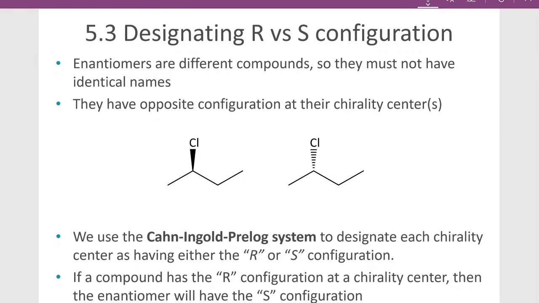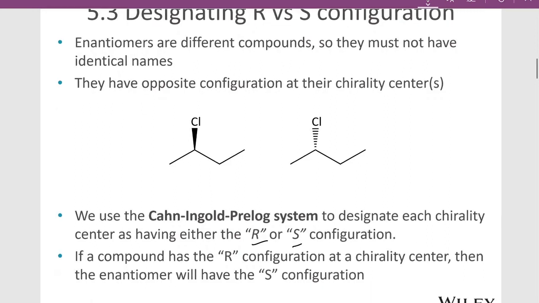Now, because we have enantiomers, we need to give them a unique name. We can't name them the same thing. This is 2-chlorobutane, but one of them is the one enantiomer and the other is the other enantiomer. So what we use is an R and S configuration. Those are abbreviations for the Latin terms rectus and sinister, and we'll see why that is in just a minute.